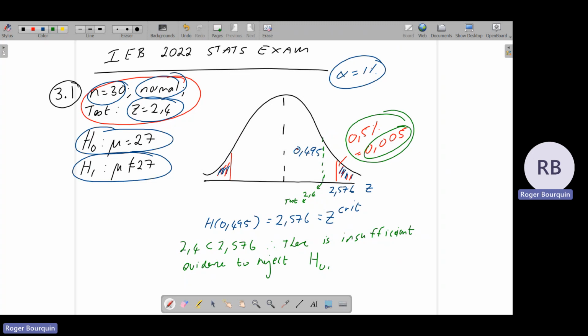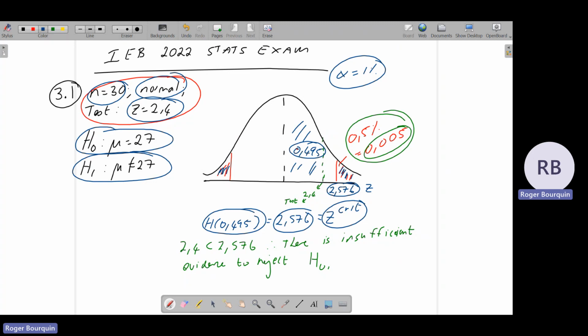Okay, so if I'm looking up my H of Z scores, the relevant H of Z score I want to look up, in other words, this area over here, is going to be 0.5 minus that over there, which gives us 0.495. So on our table, we're going to look up H of 0.495. Okay, and that's going to give us the critical Z score for a 1% significance test. And if I look up H of 0.495, I get a Z score of 2.576. In other words, that's my critical Z score at the 1% level.